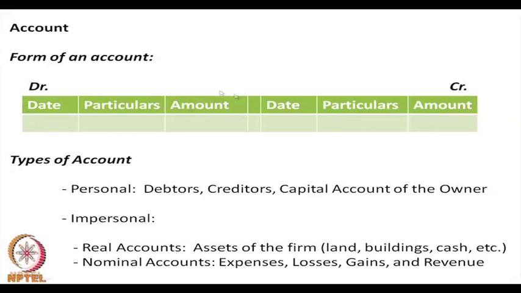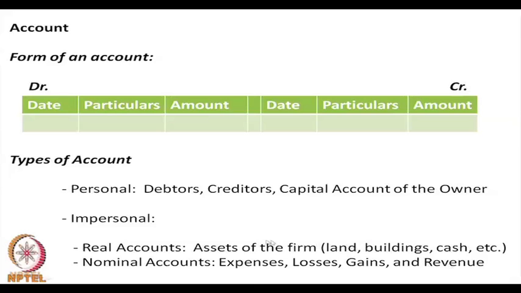The left hand side is called the debit side and the right hand side of the account is known as the credit side. Now, there can be different types of account. There could be personal accounts or impersonal accounts. Personal accounts mean the debtors, the creditors, the capital account of the owner, that is, accounts in the name of particular persons. Or it could be impersonal, like real accounts such as the assets of the firm like land, buildings, cash, etc., or nominal accounts such as expenses, losses, gains and revenue.